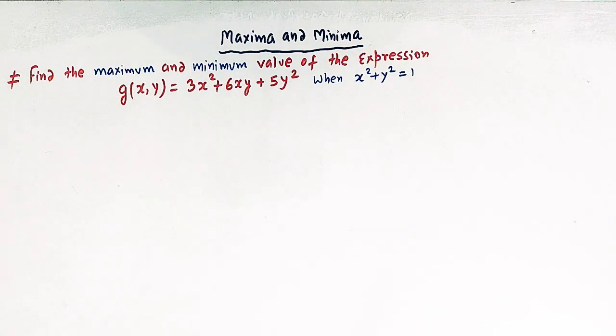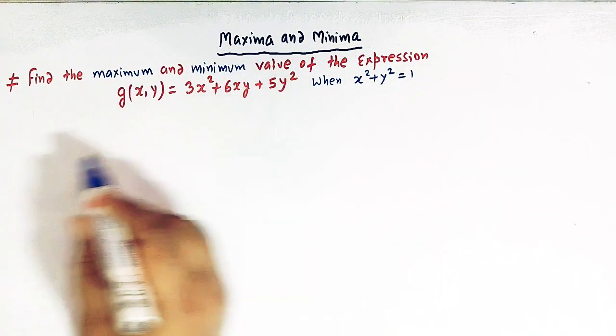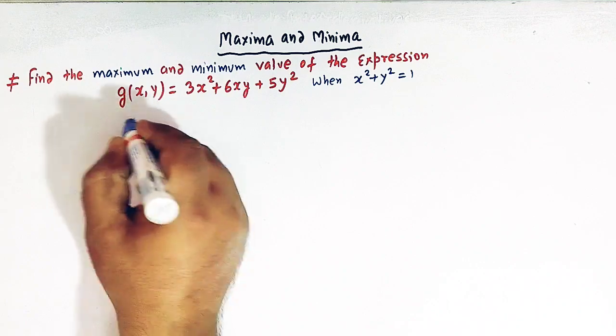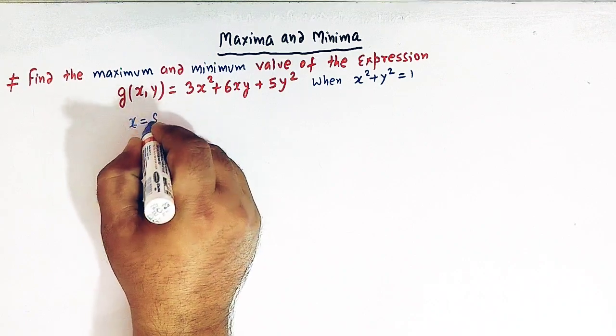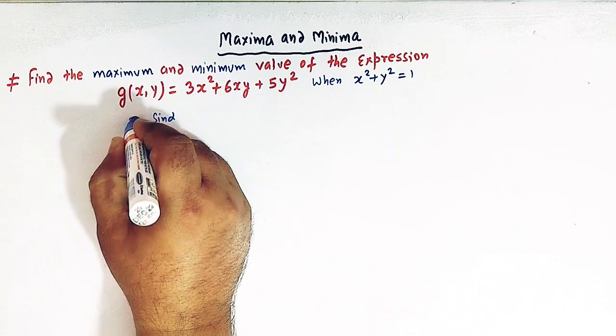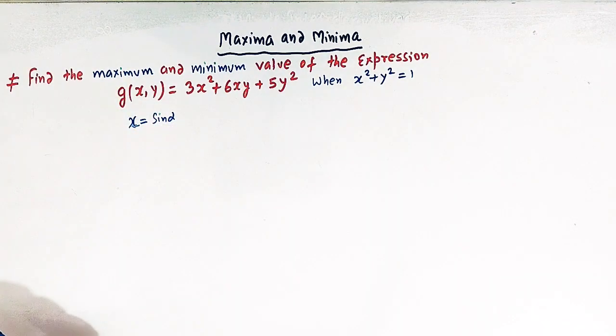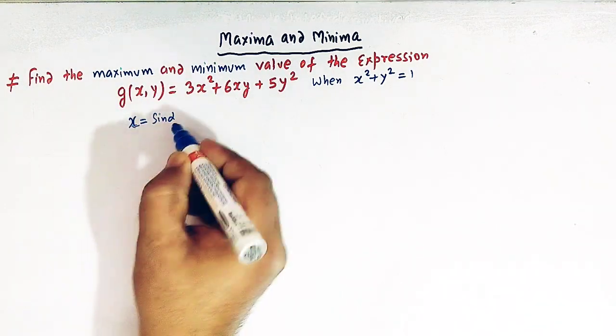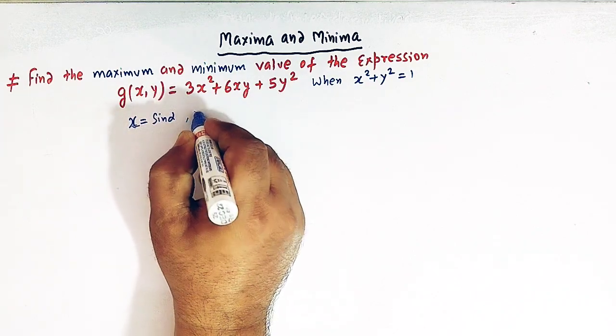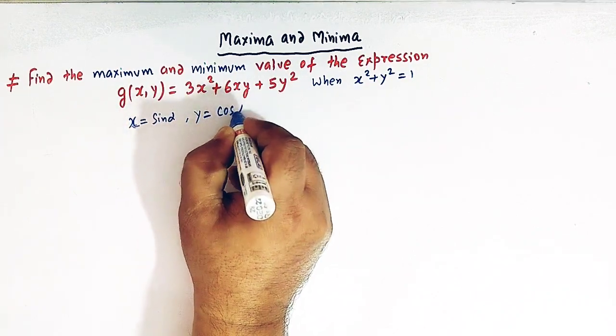Now this problem can be solved by using the concept of derivatives, right? But here we'll avoid that method and we'll make use of some trigonometry, right? So let us start. Let us take x is equal to sine of alpha, right? So here I will make a trigonometric substitution and take x is equal to sine alpha and y is equal to cos of alpha, right?